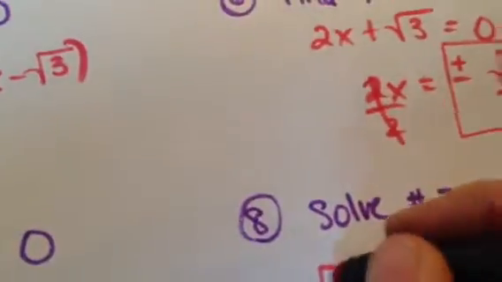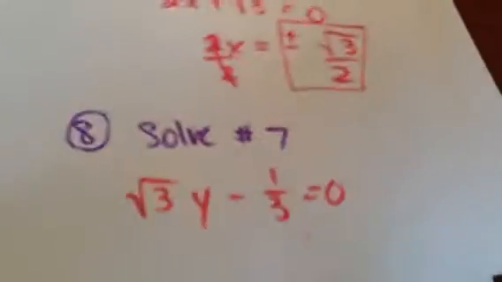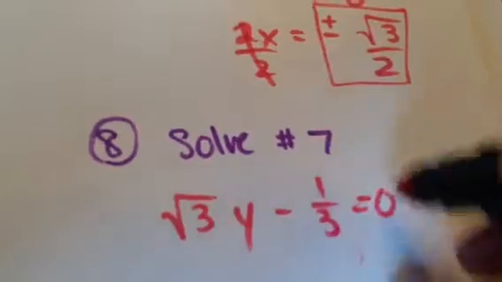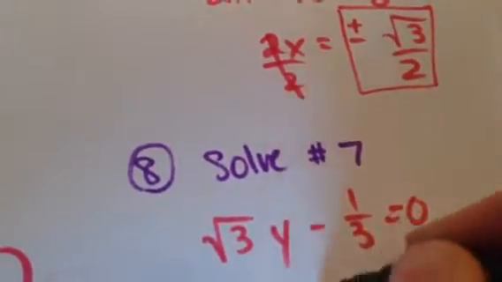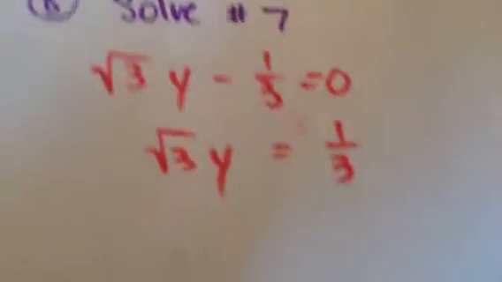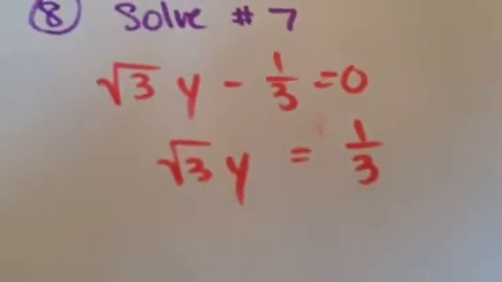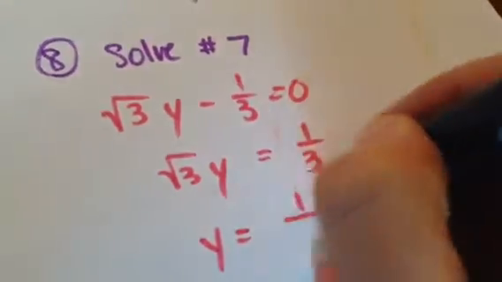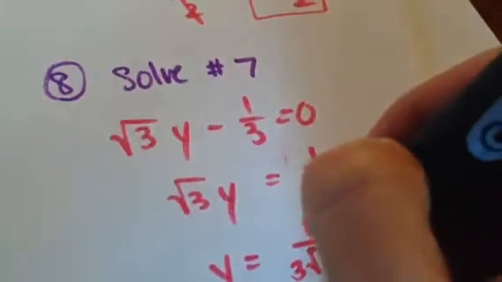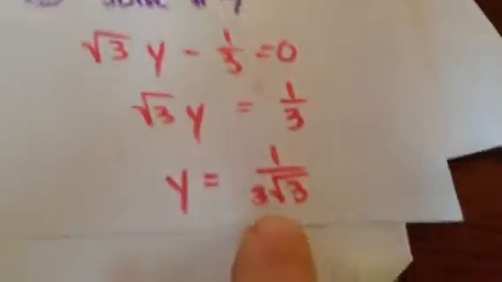So I'm going to do that over here. Okay, there it is. Move your 1/3 to the other side. If it's negative on this side, when you move it to the other side, it's going to be positive. So you have this. This one's going to be maybe a little harder because look what happens. I'm going to have to divide both sides by the square root of 3. When I do that, you're going to get this. Okay, it's on the top on this side, so when I move it, it's going to be the opposite. It's going to be on the bottom.